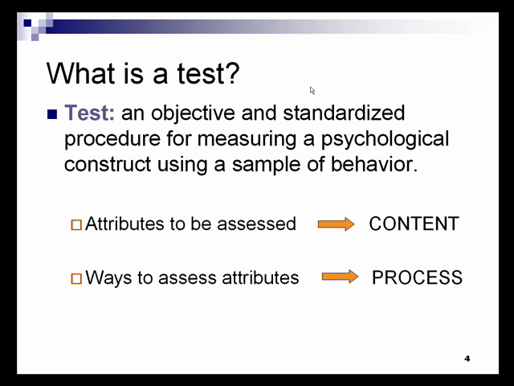But first, think of a test as any objective and standardized procedure for measuring a psychological construct using a sample of behavior. The things or attributes that we measure or assess are what we call the content. The ways we measure or assess these things or attributes is what we call the process. So last week we focused on the content, right? The things we assess like G, personality, physical abilities, interests, and other individual differences. Well, this week we focus on the process or the methods that we measure these attributes with.